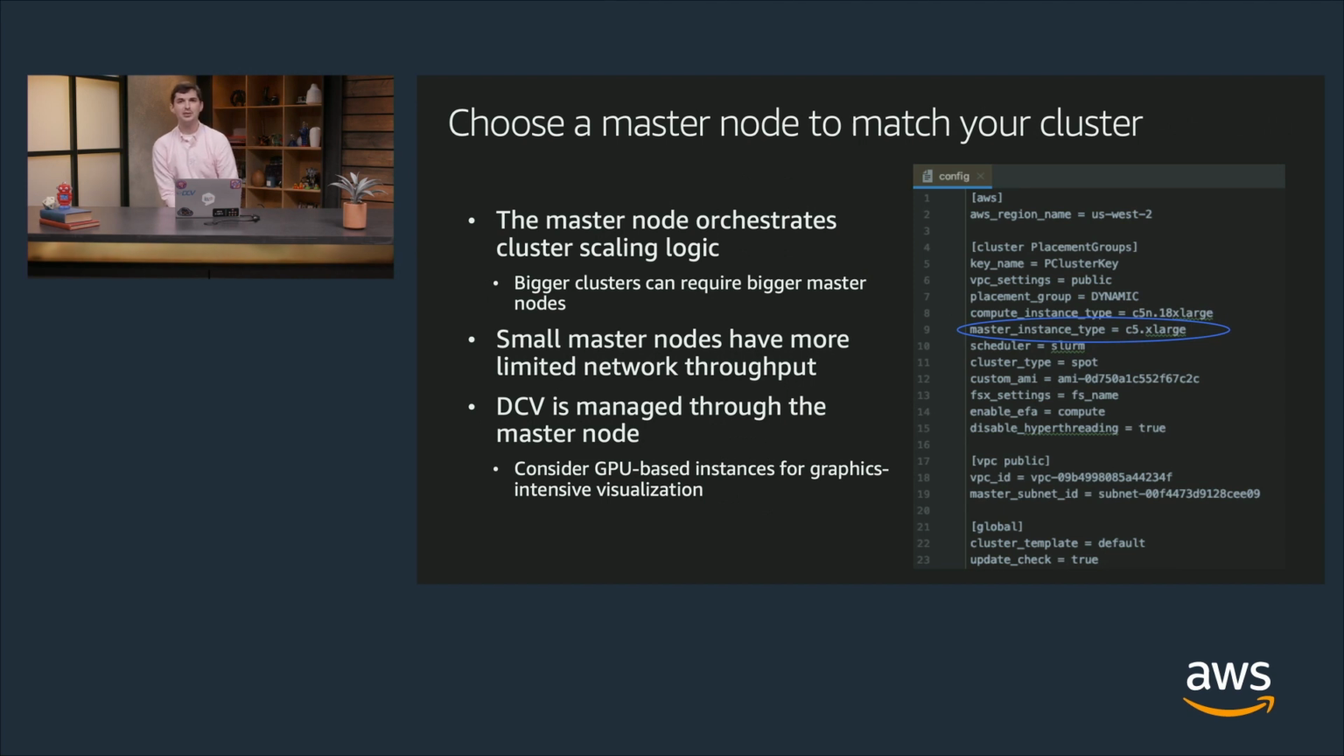While it's important to dedicate thought to selecting the right instance type for your compute nodes, it can also be important to think through an instance to choose for your master node. Important considerations to have in mind here are that your master node is responsible for orchestrating the scaling of your overall cluster and running the job scheduler. If you have a big cluster, you may need to select a master node instance that has more compute to manage all of those processes. You might also consider whether to use a GPU-based instance if you are planning to use DCV for graphics-intensive visualization purposes, since that process is done through the master node.